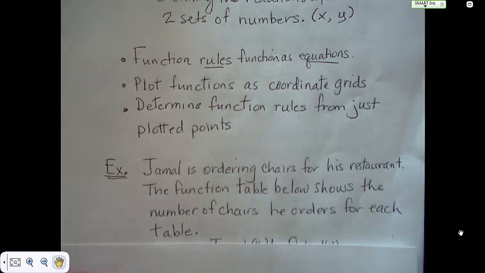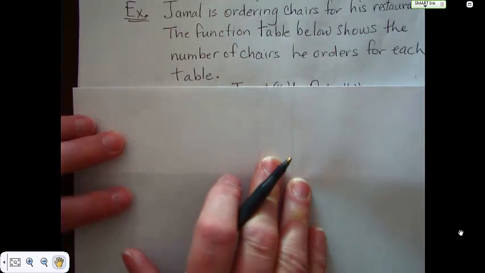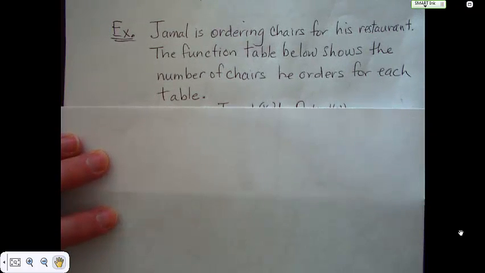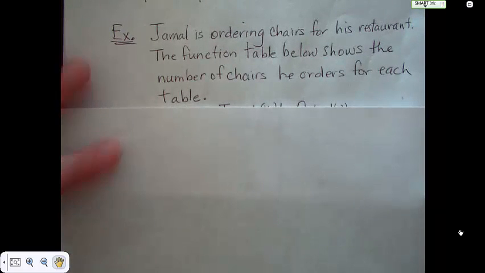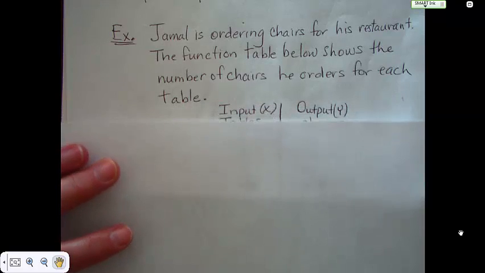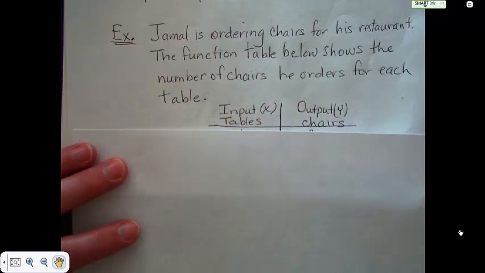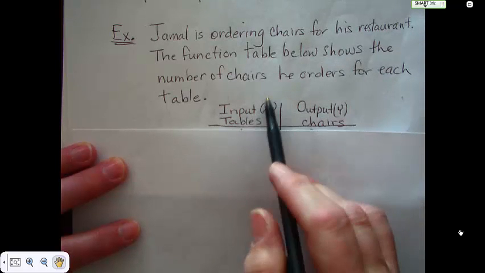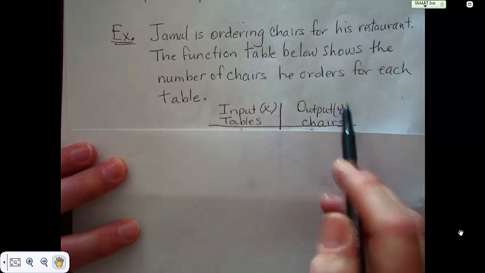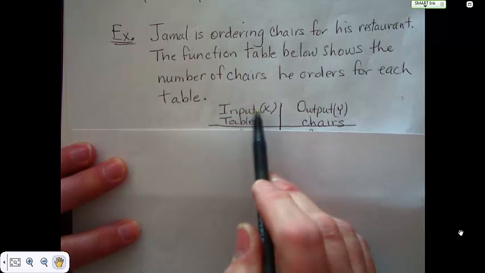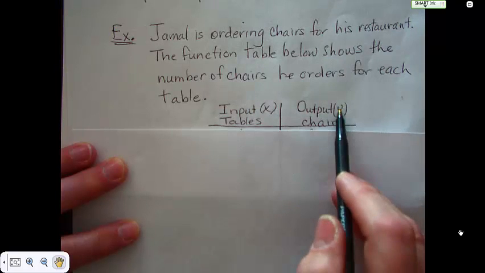Here is an example of a real-time problem that can be solved by using a function. Jamal is ordering chairs for his restaurant. The function table below shows the number of chairs he orders for each table. Now, when you're trying to set up a function table, you're going to have the input and you're going to have the output. The input is usually signified by the x, and the output is signified by the y. Generally, something happens to the x to create the y.